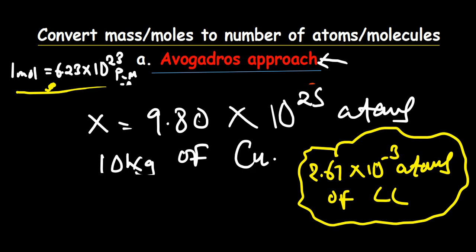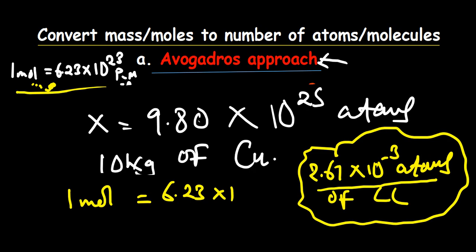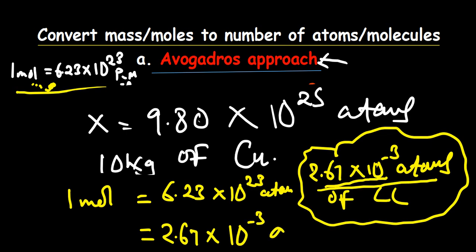First you convert this number of atoms to moles. We are going to use this ratio: 1 mole is equal to 6.23 multiplied by 10 to the power 23 atoms. If you have this number of atoms of chlorine, you add those atoms here: 2.67 multiplied by 10 to the power minus 3 atoms. Then you ask what moles am I going to get, so you cross multiply.